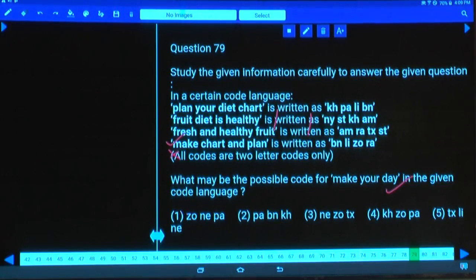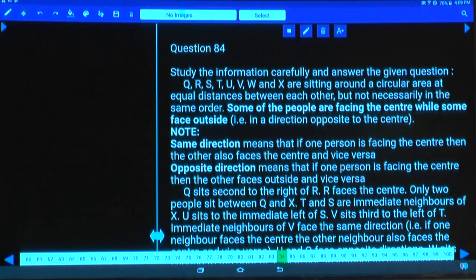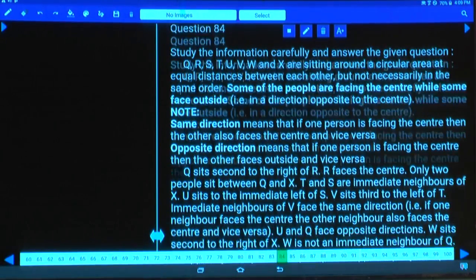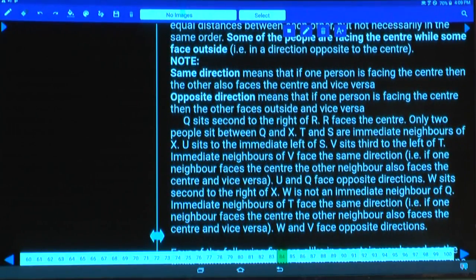As for question number 79 to 83, in this 79 to 83, coding and decoding, then 84 to 88. Now in question numbers 84 to 88, what is the information here? Q, R, S, T, U, V, W and X are the 8 persons seated around a circular area at equal distance between each other but not necessarily in the same order. Some of the people are facing the center while some of the people are facing outside the center.